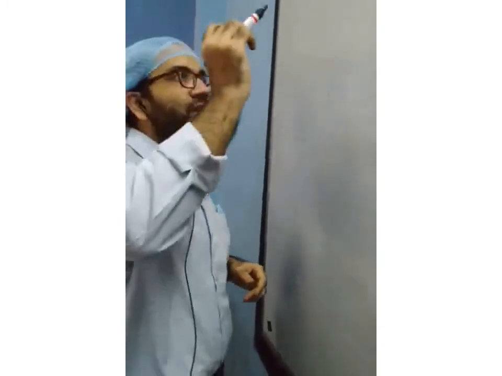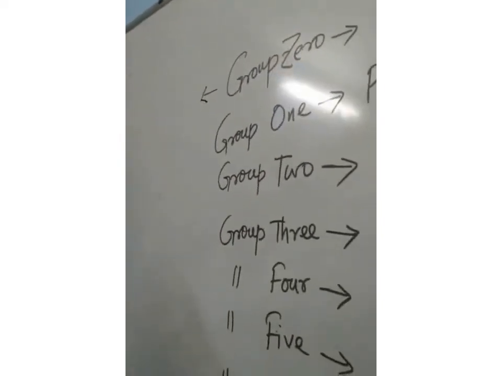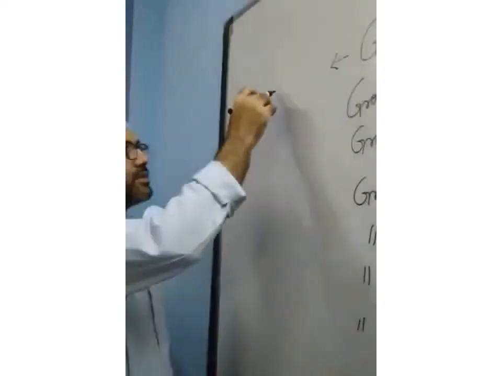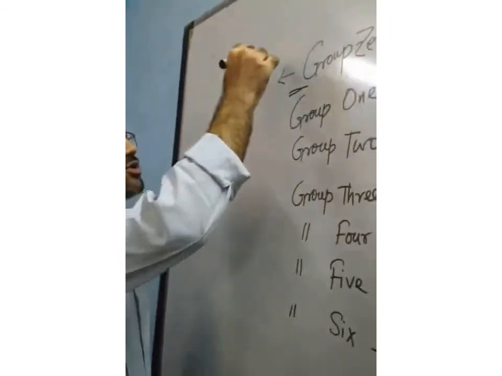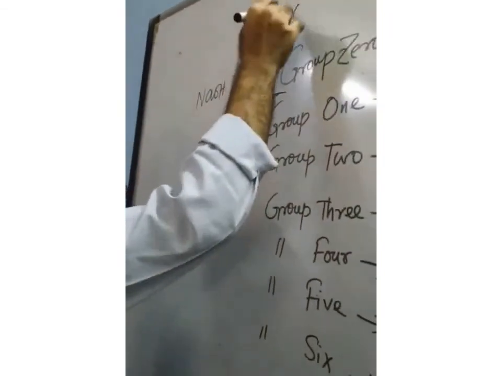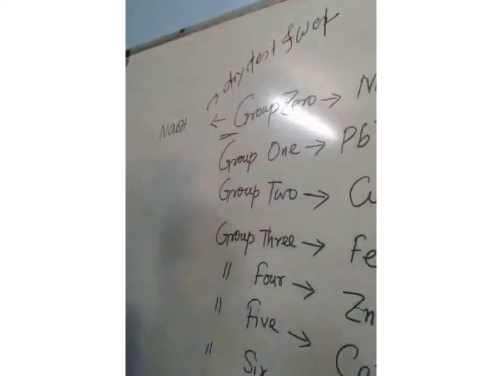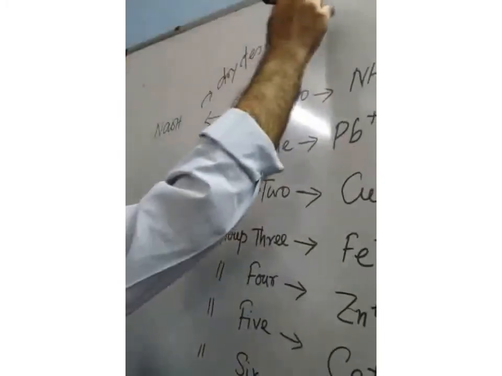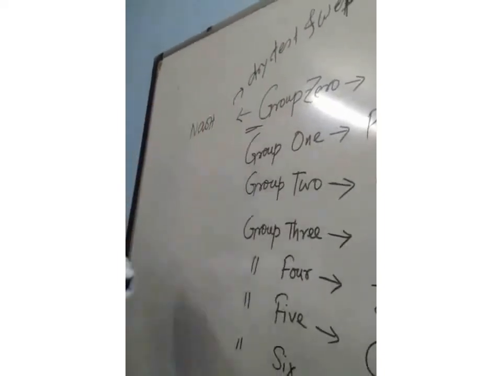Okay, let's go on with the group reagents. Now we have group 0. For group 0, there are no such prominent reagents, but we still have NaOH. Mostly with group 0, we carry out the dry test and the wet test. This is wet, W-E-T, wet test. So, dry test and wet test. What is a dry test and a wet test?